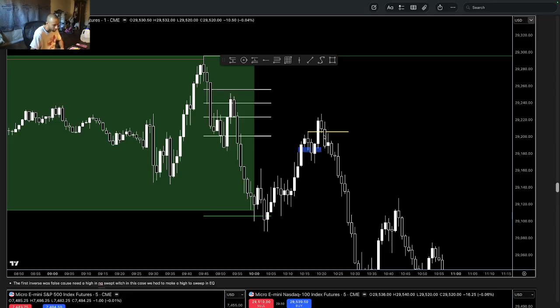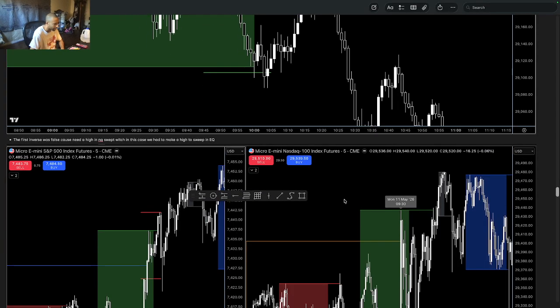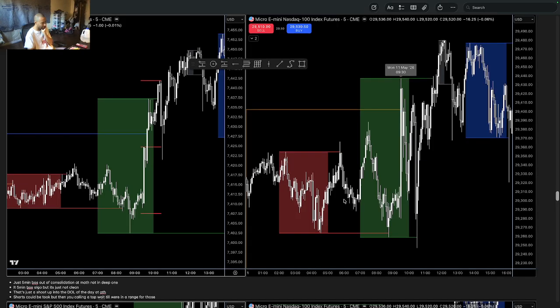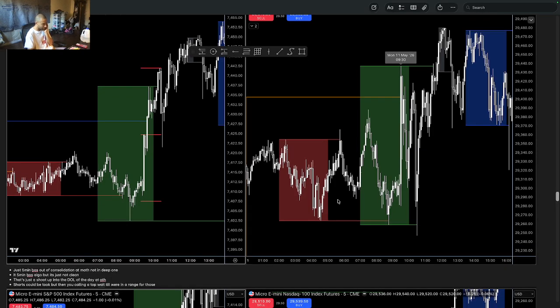Once we get that internal sweep, once we get this fair value gap inverse, since we got an internal high getting swept, then it's going to drop. So then we got that. Make sure you see the internal high getting swept. Either it has to make the high or it's sweeping one that it made already on the way up out of the range.